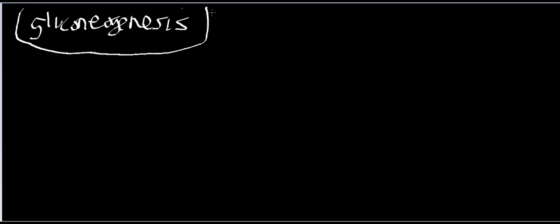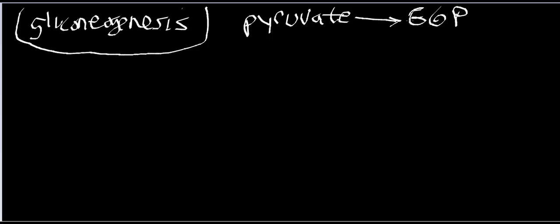Welcome back. What we're going to do in this video is look at gluconeogenesis. This is just a fancy way of saying that we're going to start with what we ended with in glycolysis, which was pyruvate. Ultimately, we're going to take pyruvate and convert it into glucose 6-phosphate.